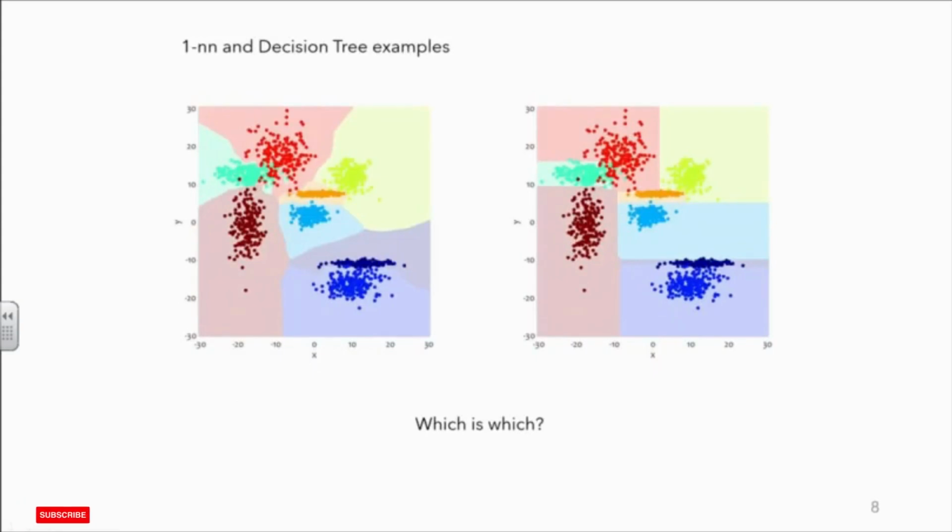I've applied two classifiers here. One is a one nearest neighbor, one is a decision tree. So which one is which? Decision tree is on the right hand side, nearest neighbor is on the left hand side. And you can clearly see here the split that's like straight.